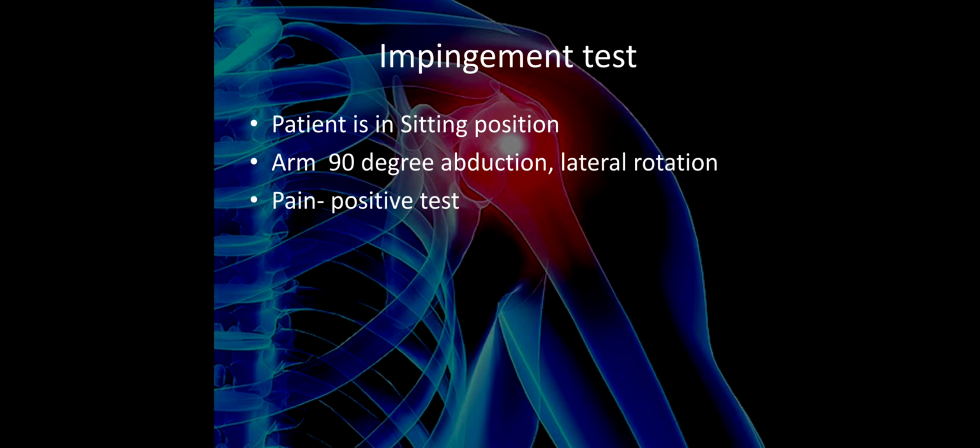There is another simple test which is also called an impingement test. In that, the patient is in sitting position. We have to bring the arm into 90 degrees abduction and then do lateral rotation. If in this position the patient has pain, then the test is considered positive.